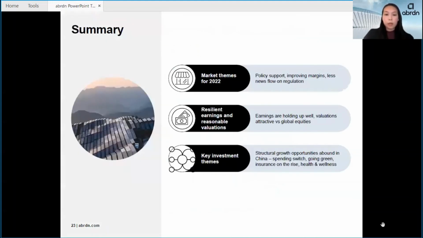Just a final few comments on the last slide, slide 23. A couple of market themes for the year: policy support, improving margins, and less news flow on regulation. Resilient earnings and reasonable valuations is what we're seeing, especially for the companies that we own and compared to global equities. And the key investment themes that we are positioned in, we believe, are structural and long-term drivers and opportunities.